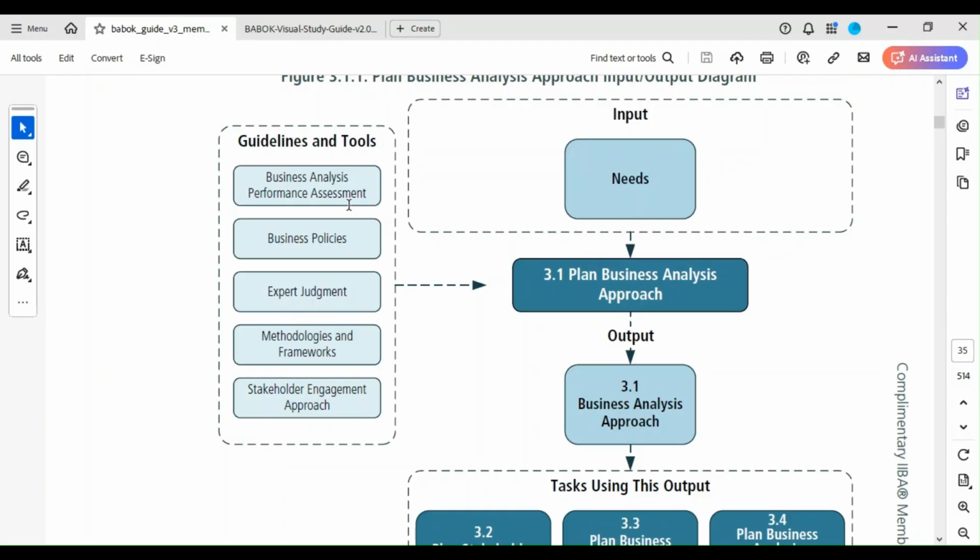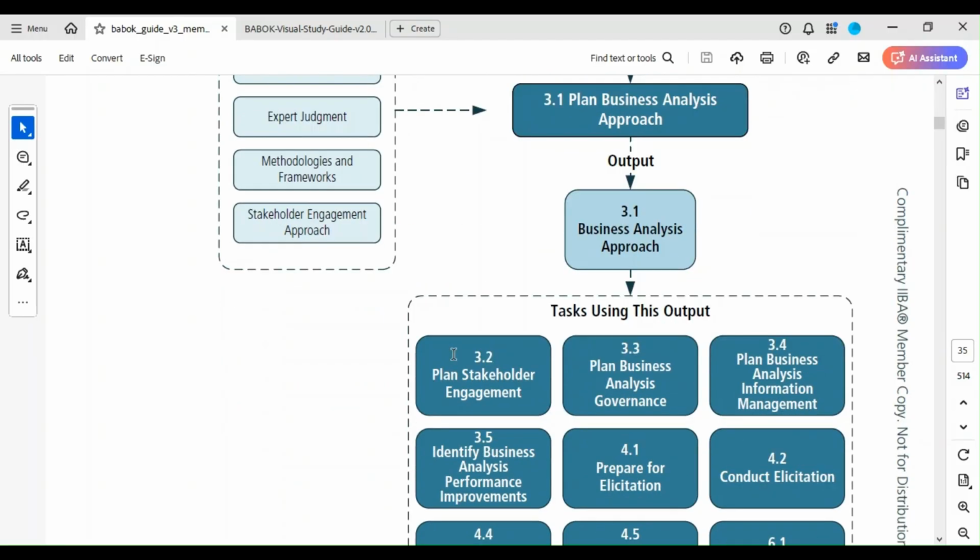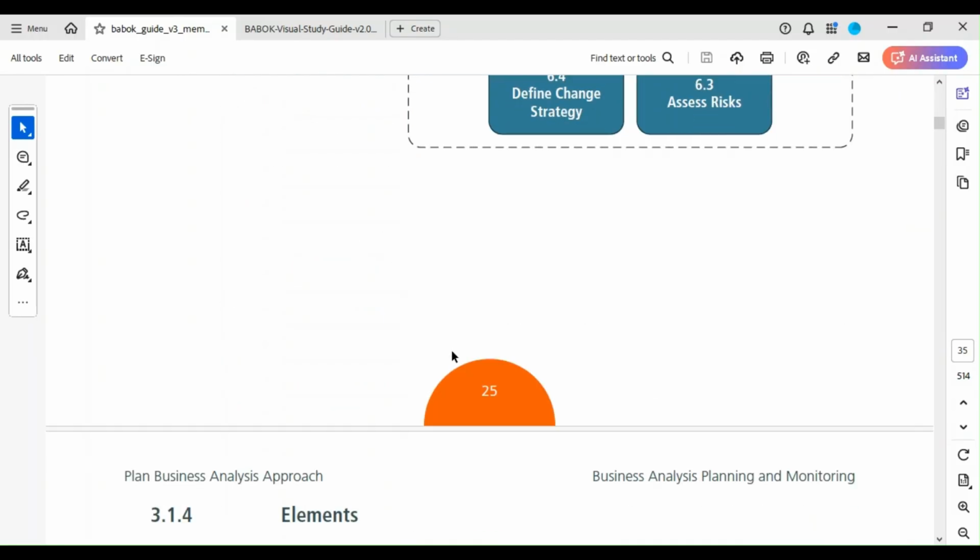Methodologies and frameworks. What are the methodologies and frameworks you have available to you? Stakeholder engagement approach. What is the way you would engage your stakeholders? How does it inform the approach you want to take? When it comes to Agile, you engage your stakeholders differently. When it comes to Waterfall, you engage your stakeholders differently. So all these inform you.